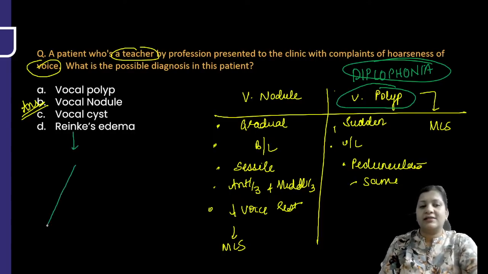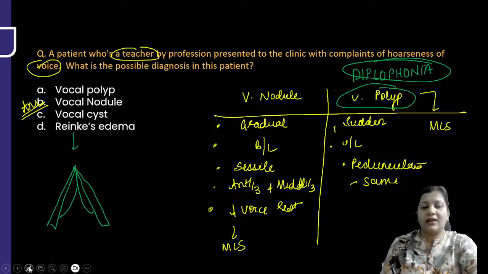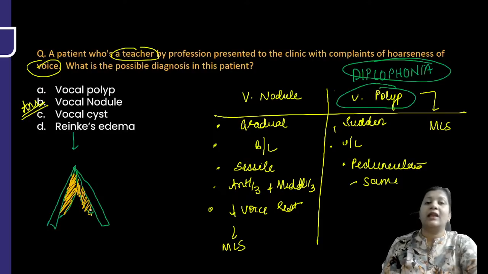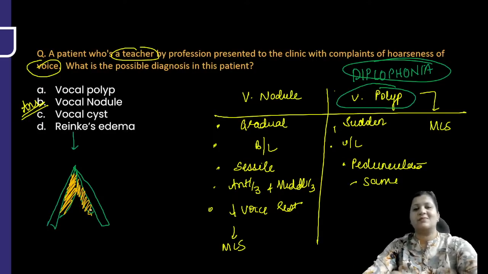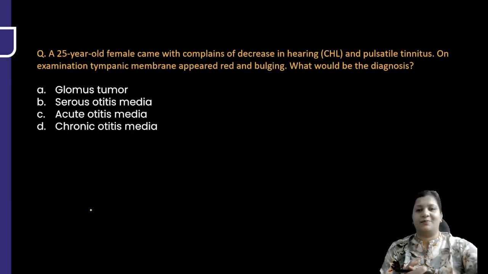Rinke's edema is if there is edematous accumulation in the anterior two-thirds of the vocal cord. There is fluid-like accumulation that happens, or edematous tissue that accumulates in the anterior two-thirds of the vocal cord, in the Rinke's space, which is your subepithelial space. We call it Rinke's edema.